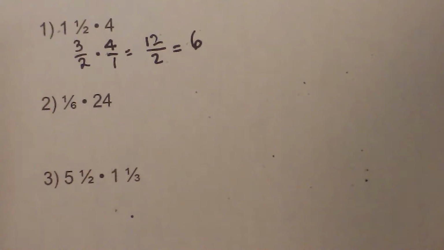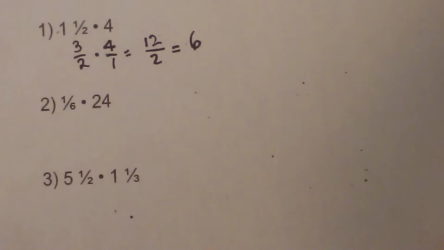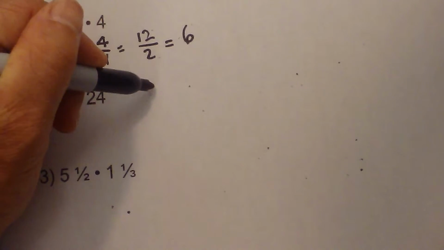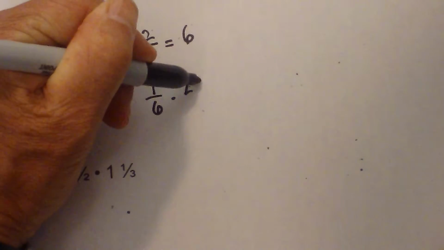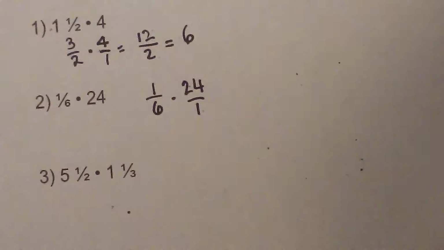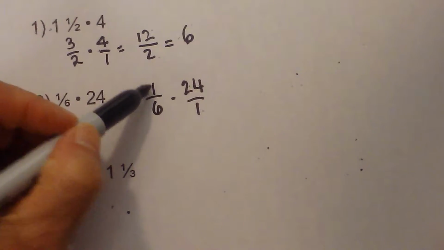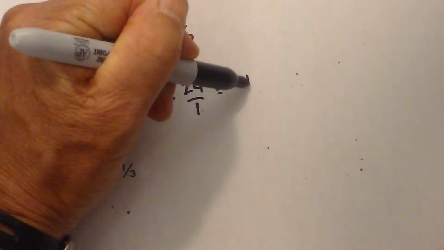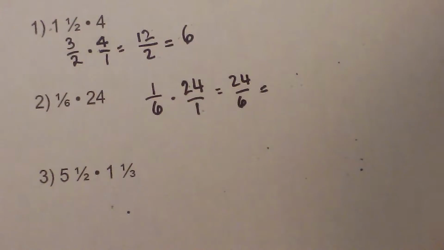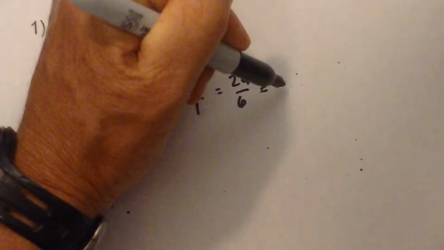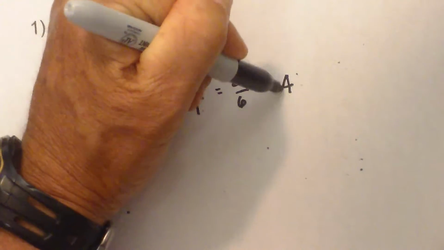Okay? What about if we just have a fraction and a whole number? So I will rewrite the fraction and just place the whole number over 1 and then multiply straight across. 1 times 24 is 24 and 6 times 1 is 6. And I know that 6 goes into 24 4 times, and so it becomes a 4.